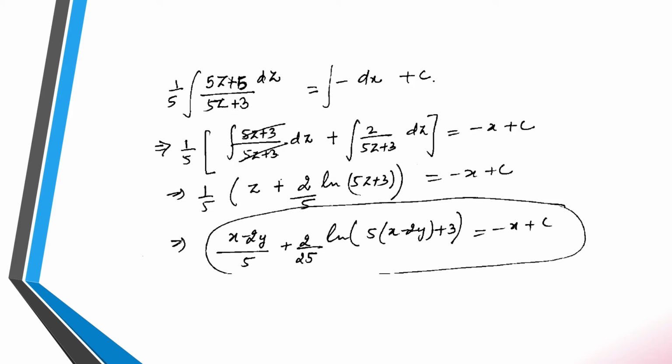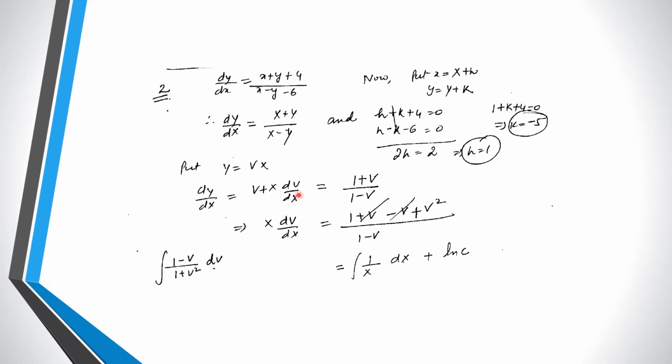Right? More example. Let's suppose we are given this differential equation. Now in this case, in the numerator and in the denominator we don't have any common factor, and also the degree of numerator is not same as that of the denominator, so this equation is not in the homogeneous form.